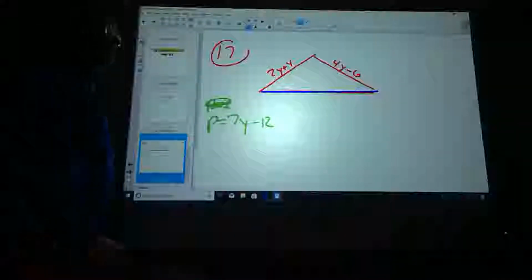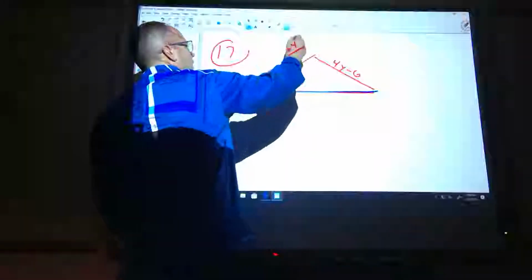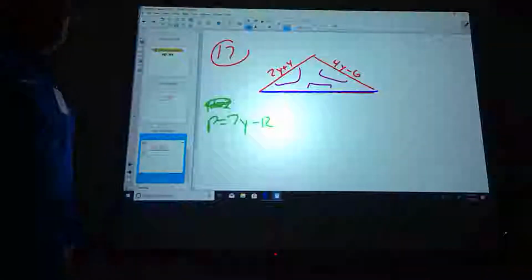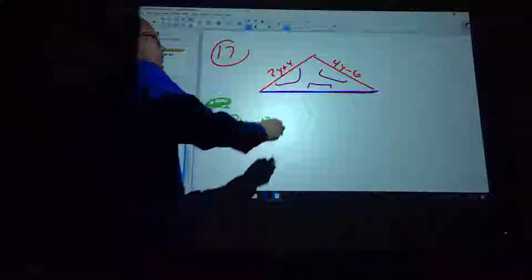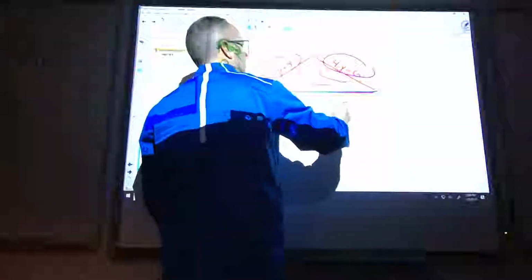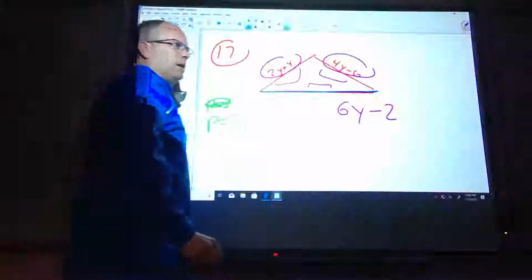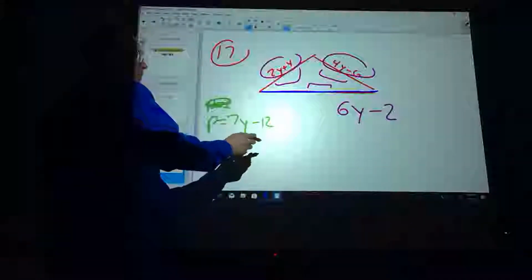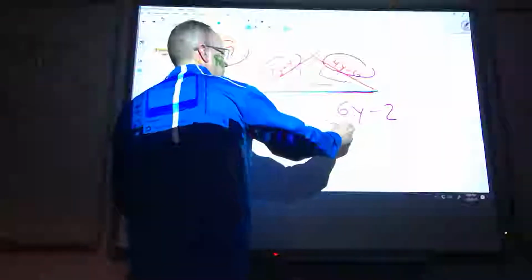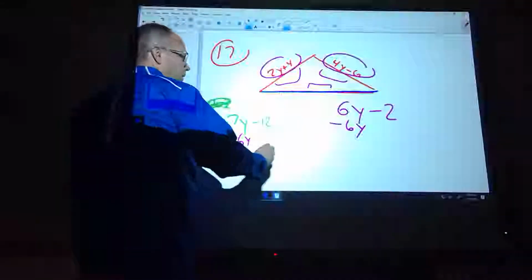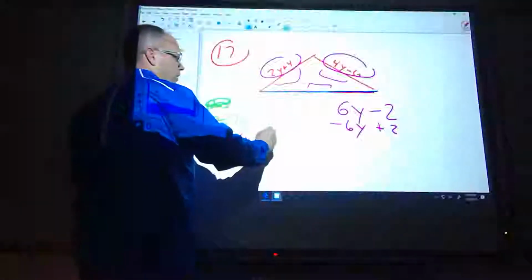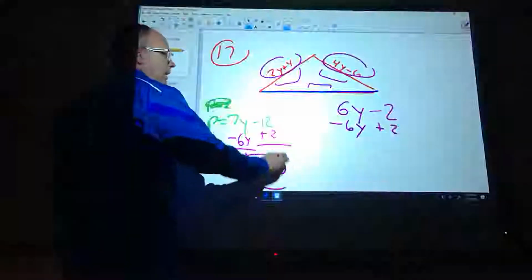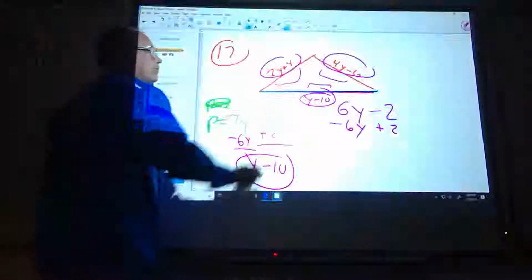All right, so a couple things. Sophia, would you agree that if I were to add this side and this side together, I should get the perimeter? But I only have two of the sides, right? So let's just combine these together real quick, and that's going to get me 6y minus 2. If I take that 6y minus 2 and subtract 6y from this and add 2 to this, that's going to allow me to find that third side. So I get y minus 10 is my last side. That's it.